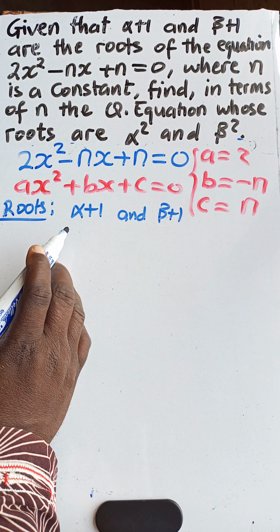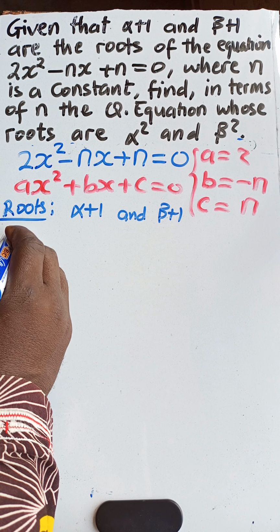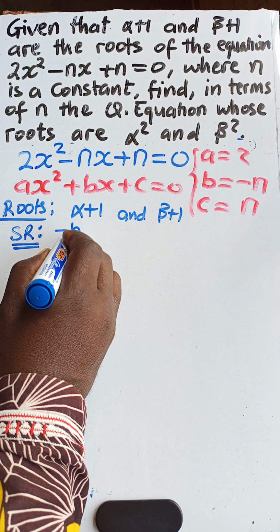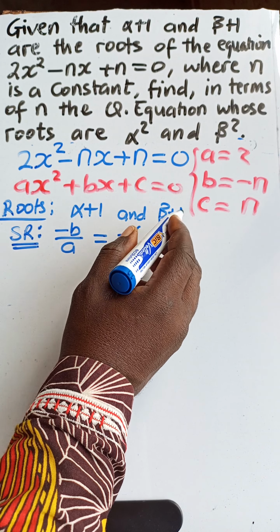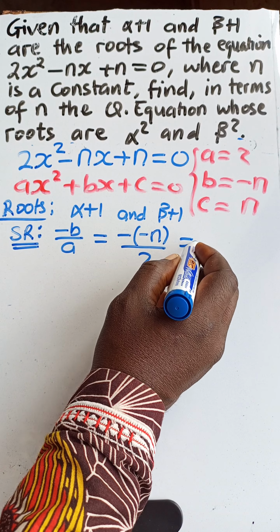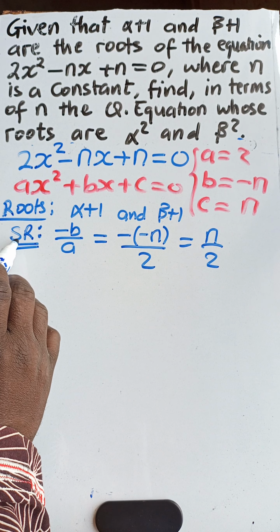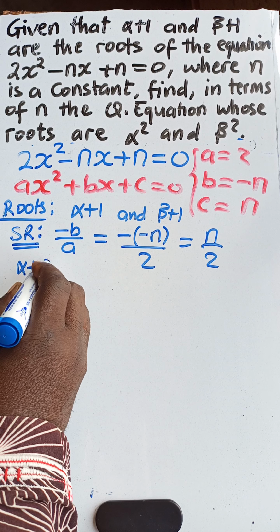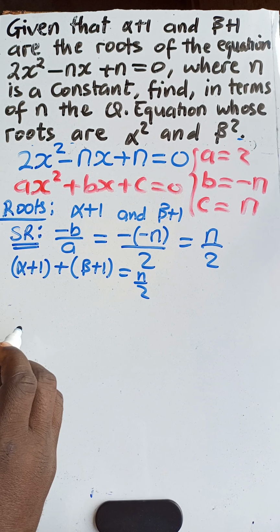We know the relation between the sum of roots and the coefficient of the quadratic equation. Sum of roots is negative b all over a, and our b is negative n, so this is n all over 2. Remember, these are the roots, so we carry out the sum. We're saying alpha plus 1 plus beta plus 1 should give us n all over 2.